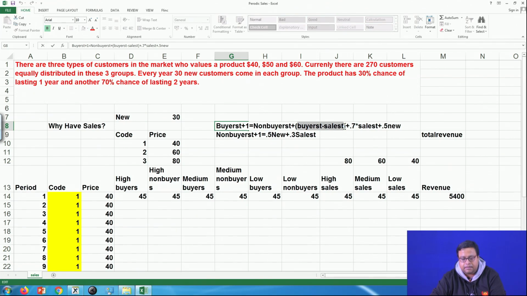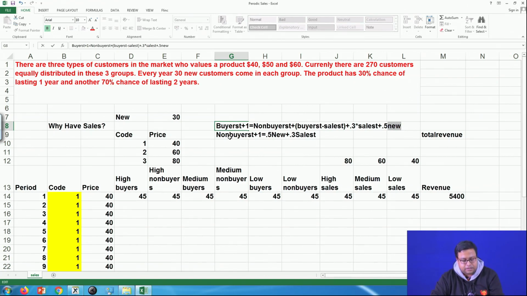So all the non-buyers at time period t, and then all the buyers at t minus sales at t, means I am interested to buy, but I could not buy because of the price. Whoever was in that group, they will also become potential buyers in time period t plus 1. And then those who bought in time period t, 30% of them will buy actually in the next time period, and 0.5 new. So of the new customers coming in, 50% might be buyers.